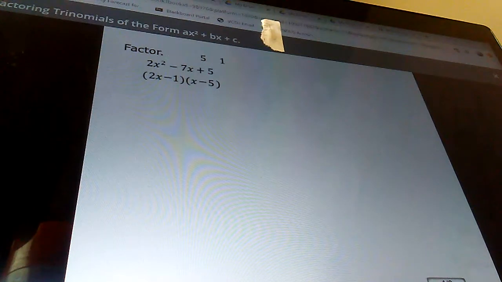Now let's multiply the binomials to see if we made the right choice. The product of the first terms is 2x squared. The product of the last terms is 5. Our only concern is the sum of the products of the outer terms and the inner terms.